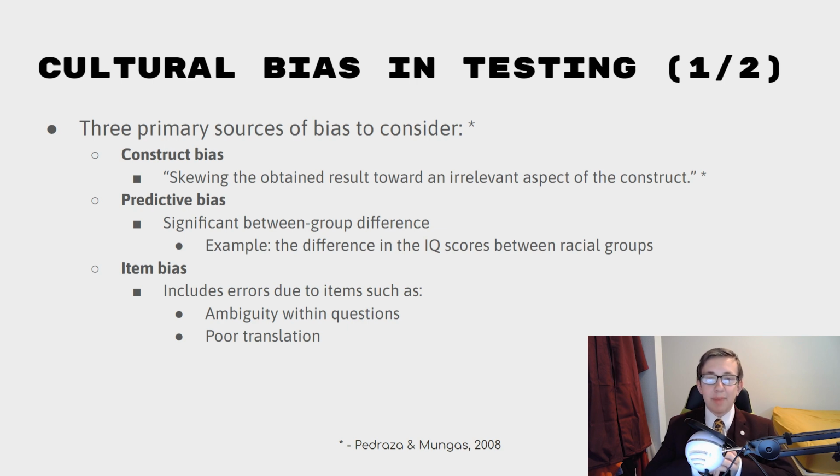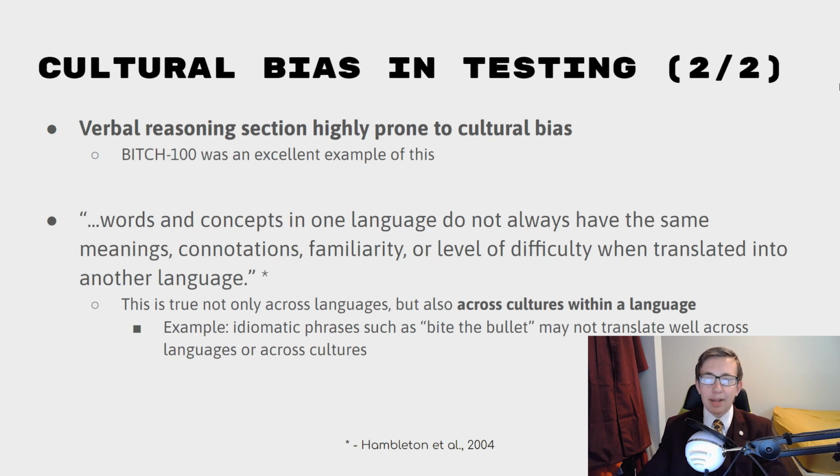And the last thing is item bias, and this is things like overly ambiguous questions, poorly translated, poorly worded, things like that. And especially with item bias, the verbal reasoning sections are highly prone to this kind of cultural bias, which the BITCH 100 showed. They used examples of vocabulary that were common in black American culture at the time, and if intelligence was gauged based off of a knowledge of that culture, then it was going to be prone to that cultural bias.